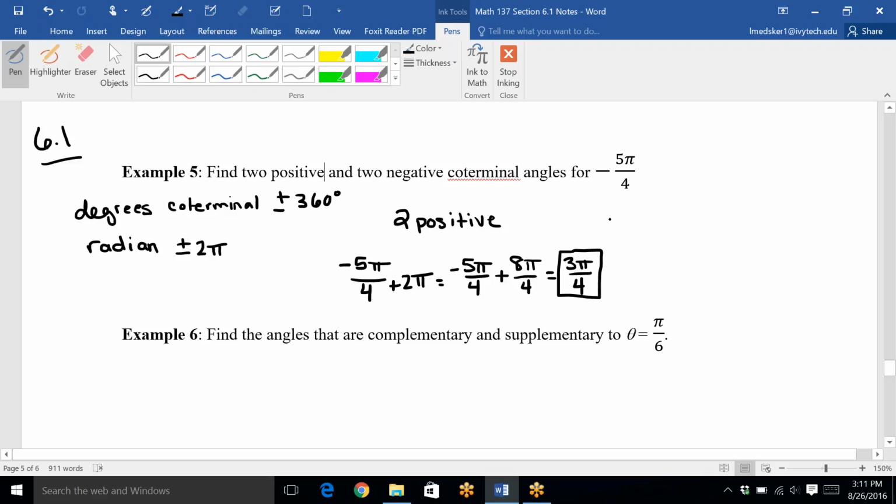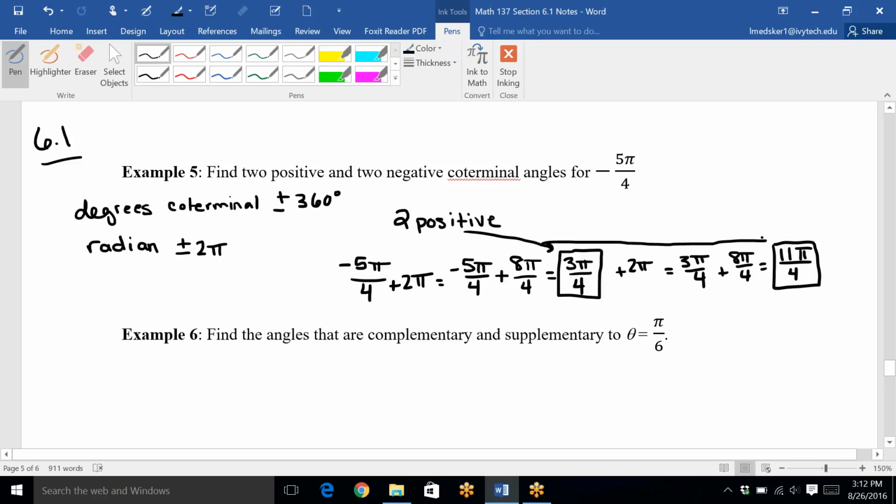And then if we added another 2 pi to that, so essentially just imagine adding 2 pi again to what you already have. So 3 pi over 4 plus another 8 pi over 4 would be 11 pi over 4. So those are our two positive angles.